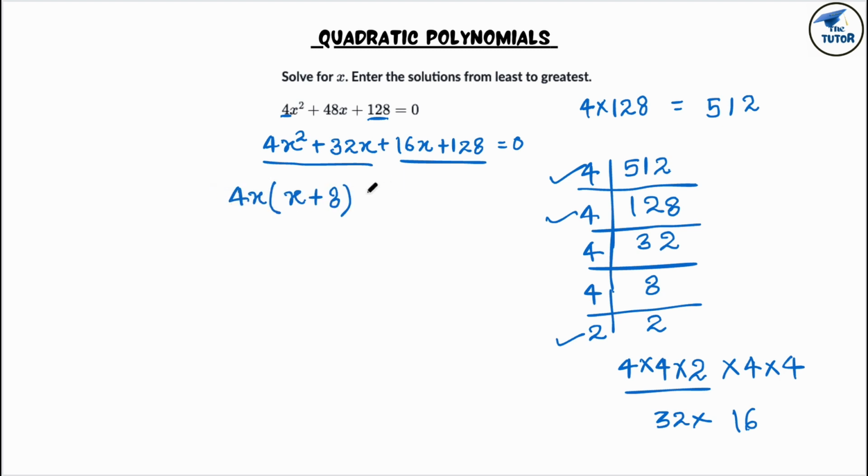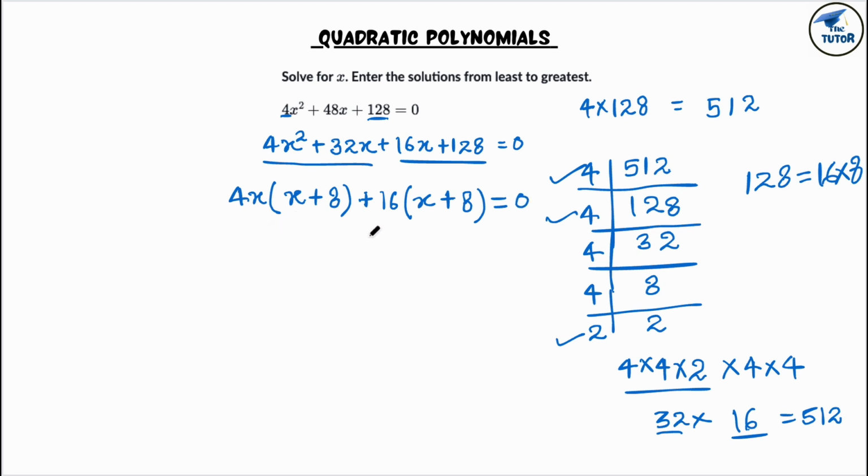Similarly, now you have to take something common out of the second pair so that you get the same thing inside the parenthesis. I'll be taking 16 common, and if from 16x, 16 goes outside the bracket, only x is remaining, plus 128 can be written as 16 times 8. So you have to check how you should take common so that you get the same thing inside the bracket. If you take 16 common, you'll get x plus 8 inside the bracket, equal to 0.